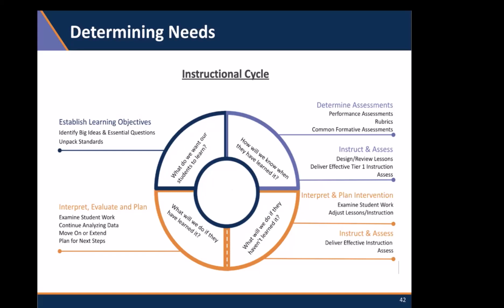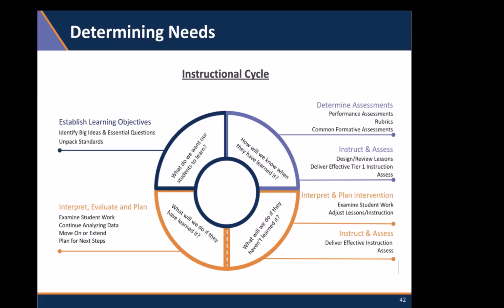And then we have to focus on, what are we going to do if our students haven't learned it? And what are we going to do if they have learned it? Kind of this juggling act with your students, because you could have some in one part and some in another. So we need to make sure that we're interpreting and analyzing this data that we're given so we know which students have learned it and which students haven't by examining student work.